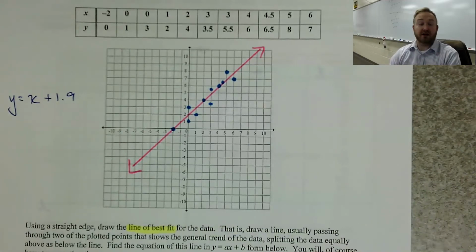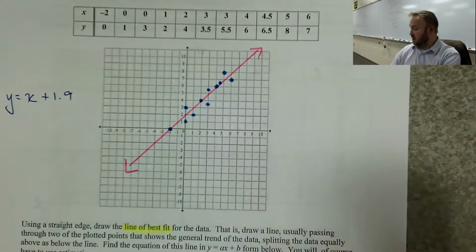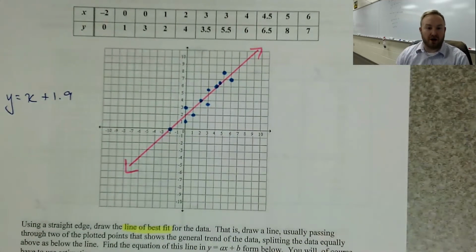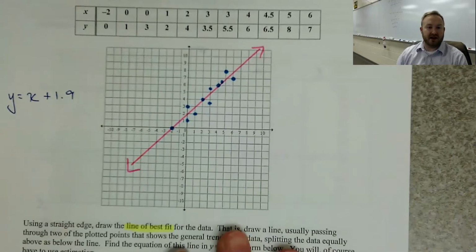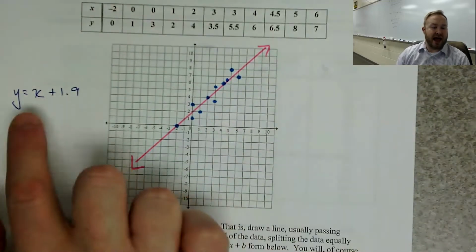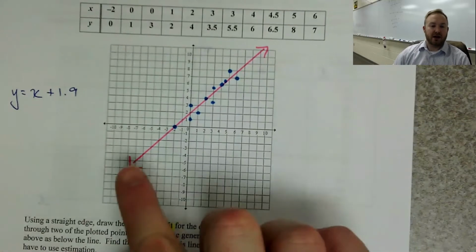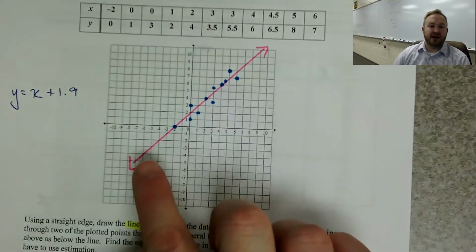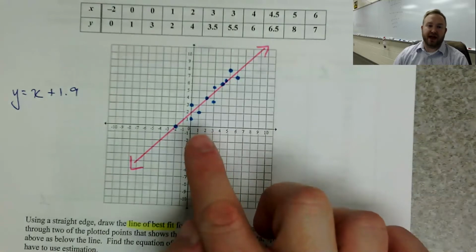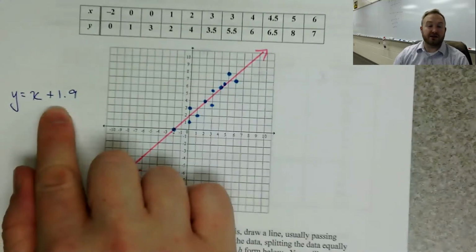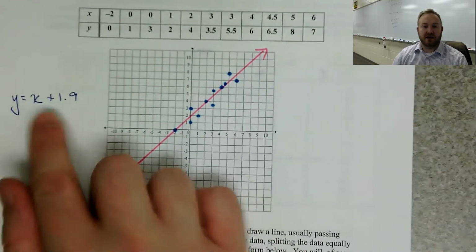Now, I wasn't perfect, and you can try this as well on your paper. I just used a ruler and I just eyeballed it. But I did the best that I could, and I found that that line had an equation of about y equals x plus 1.9. So this is a line of best fit. Now, when we write an equation for that line, the equation of the line is called a regression equation.